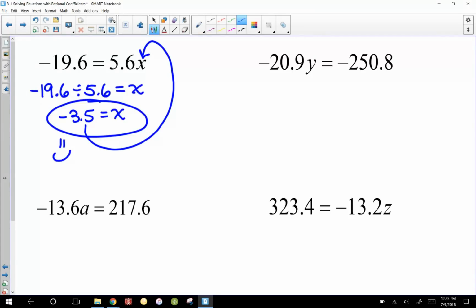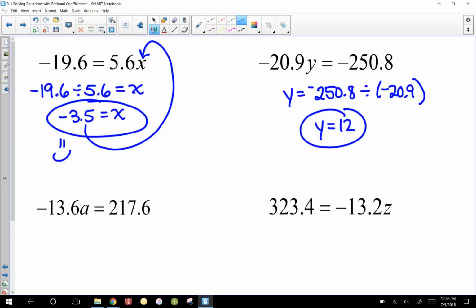Again, if this is true, then y is equal to negative 250.8 divided by negative 20.9. Now make sure that you're dividing by the same thing that y was being multiplied by. A lot of students will mix that up and divide backwards. If we're multiplying y by negative 20.9, we have to divide by negative 20.9 to find the solution. And then when you do this, you get y is equal to 12.